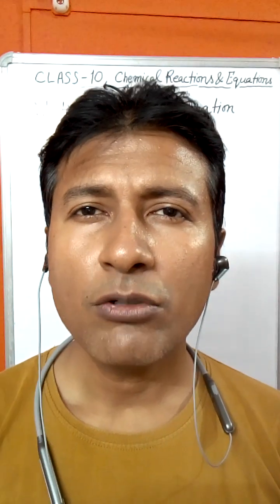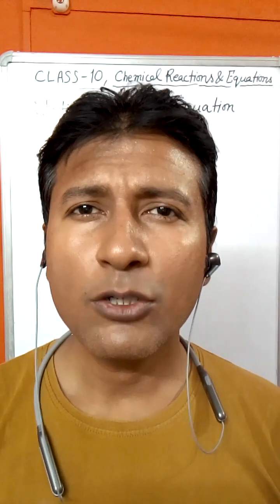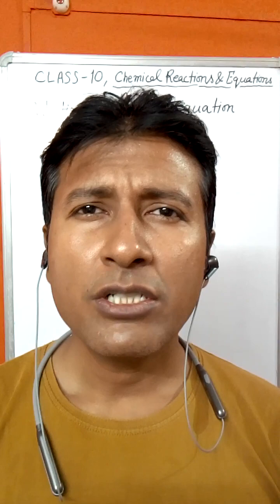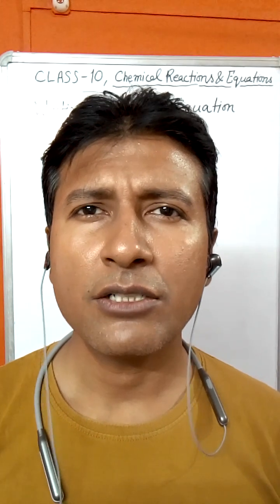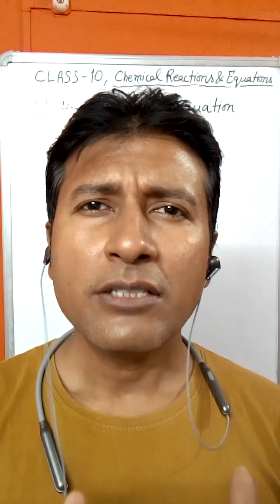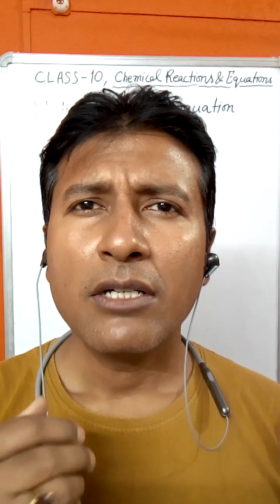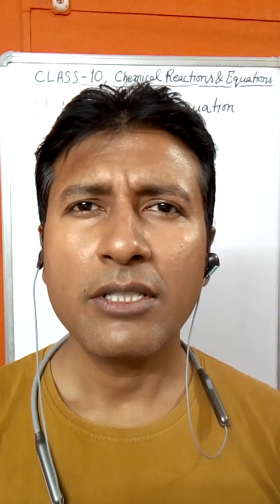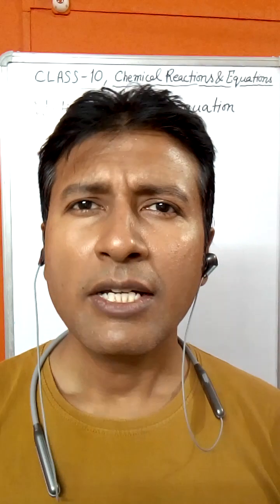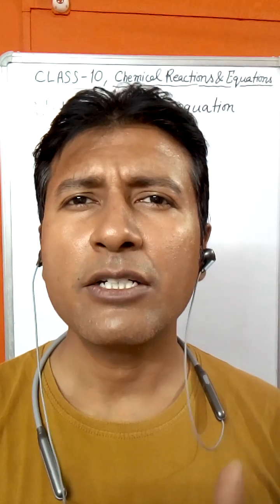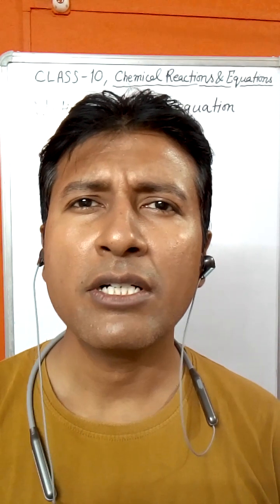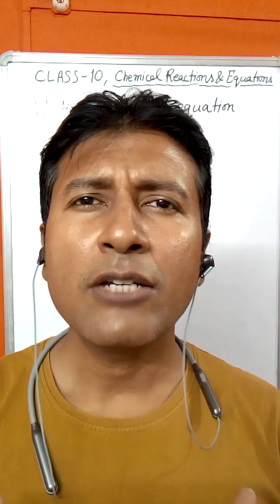Now we will study about writing a chemical equation. Now what is a chemical equation? A chemical equation is nothing but the presentation of any chemical reaction. So first of all, scientists must have experimented. They did some experiments and then they saw that they have to write the equation so that others can also understand.